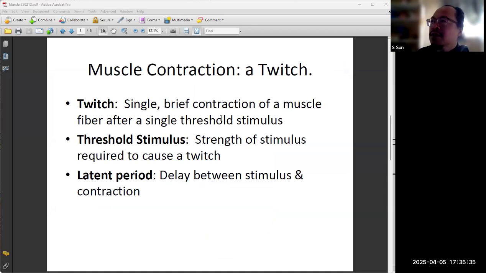after a stimulation. This stimulation needs to be above a threshold, meaning that if the stimulation is very weak, then the muscle is not going to react. As long as it's above a threshold, the muscle will react. This reaction is a contraction, and that contraction is called a twitch. There is a time delay between the stimulation and the twitch, and that determines whether a muscle is a fast twitching muscle or slow twitching muscle.